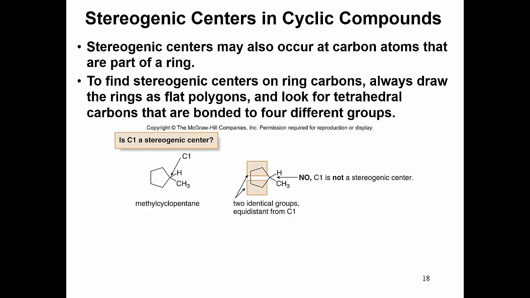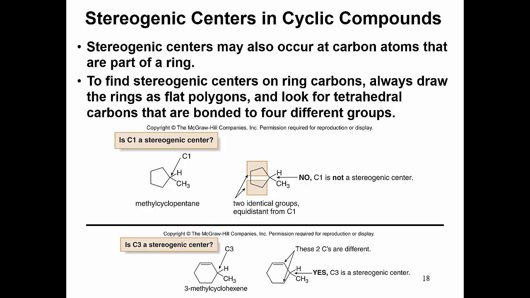Okay, so let's take a look at the carbon attached to the methyl group. It's labeled as C1, and here's my question: is C1 a stereogenic center? The answer is no, because we see it has a methyl, a hydrogen. Okay, those two are different, but it also has identical groups equidistant from each other, that is 2 carbons, right, that make up the rest of the ring. So no, it's not stereogenic. Why? Because it doesn't have 4 different substituents. It's got 3. Let's go on.